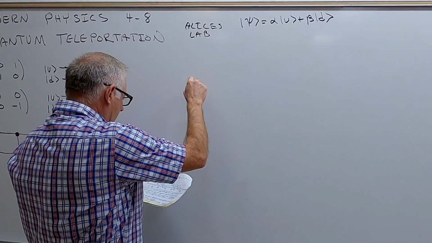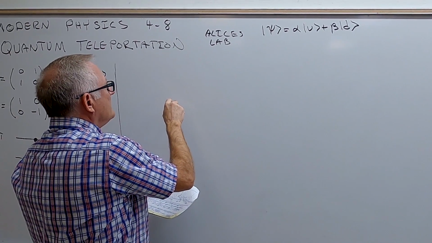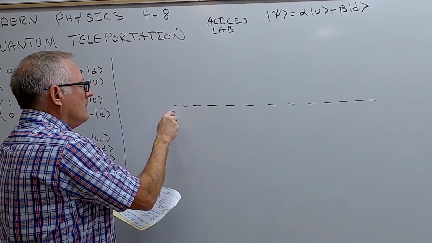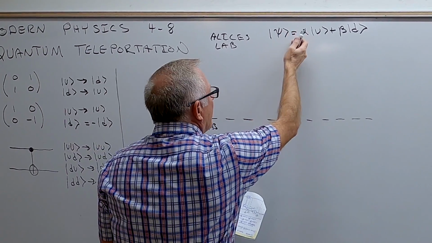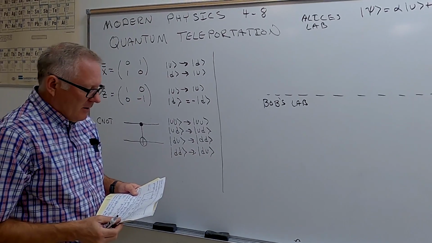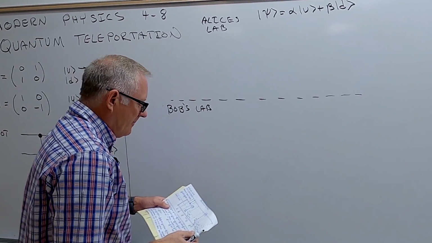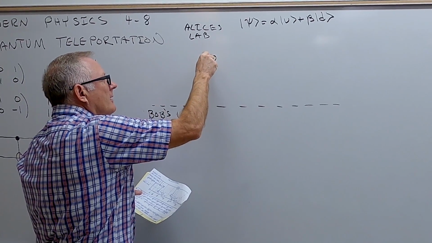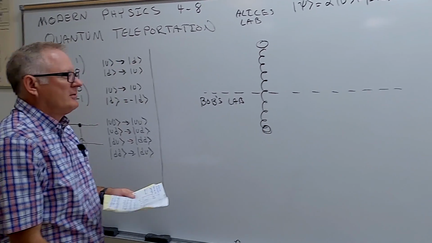So here, down below here, we've got Bob's lab. Bob's lab is down here somewhere. Let's just say right here is Bob's lab. So she'd like to transfer that bit to Bob's lab without affecting it at all. But one thing that they do have to share if they want to teleport something, they have to share a Bell state or a quantum entangled state. So here is a quantum entangled state right here, between here and here. There's the quantum entangled state.